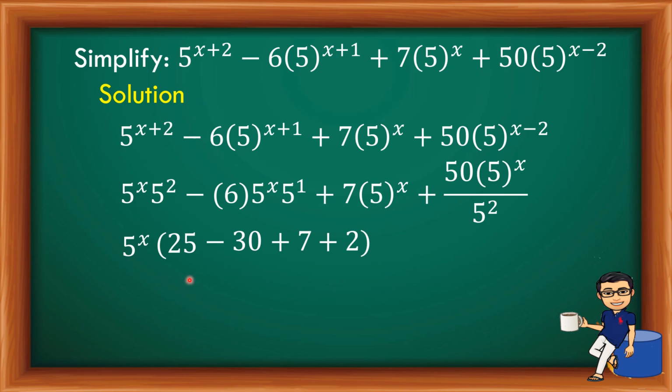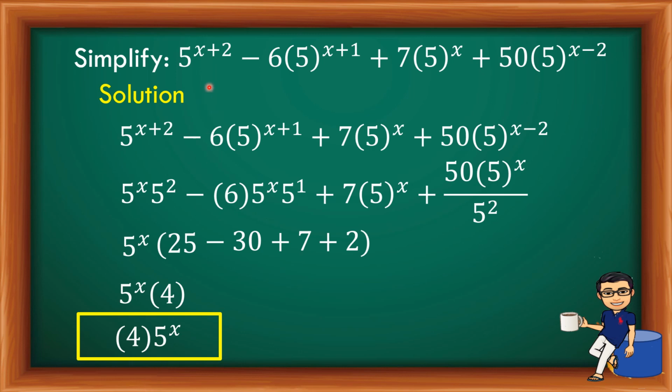Then perform the indicated operation. 25 minus 30 is negative 5. Negative 5 plus 7 is positive 2. Hence, 2 plus 2 is equal to 4. So we have this 5 raised to x times 4. Again, 25 minus 30 is negative 5. Negative 5 plus 7 is 2. Plus 2, that is 4. We just write this in standard form. Let's copy 4 first, then 5 raised to x. And this is the simplified form of algebra challenge number 5.